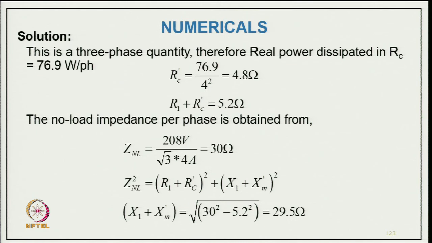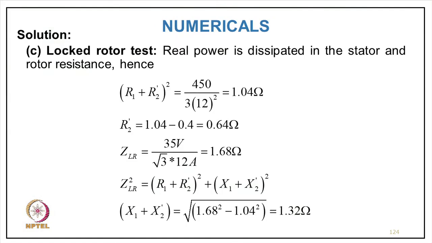Therefore, real power dissipated in RC will be 76.9 watt per phase, so RC will be 76.9 divided by 4 square, that is 4.8 ohm, and R1 plus RC will be 5.2 ohm. Now, no load impedance per phase will be ZNL equal to 208 divided by root 3 divided by 4, that is 30 ohm, and ZNL square equals (R1 plus RC) square plus (X1 plus Xm) square. So, from this we get X1 plus Xm equal to 29.5.